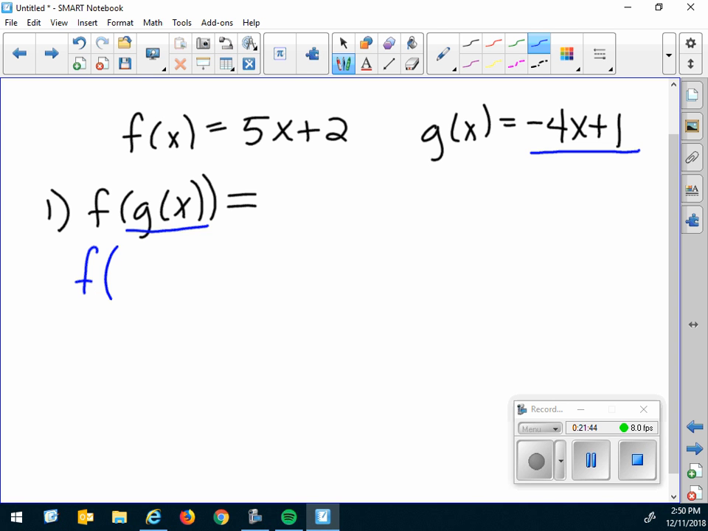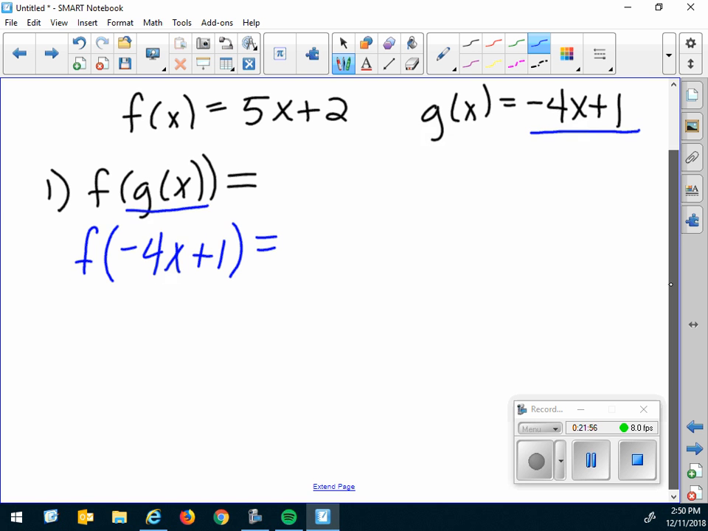I'm going to write f of, and I want you to write exactly what I'm going to write. Write it down. Okay, now take a look at that. Do you understand what I just did? This says g of x.